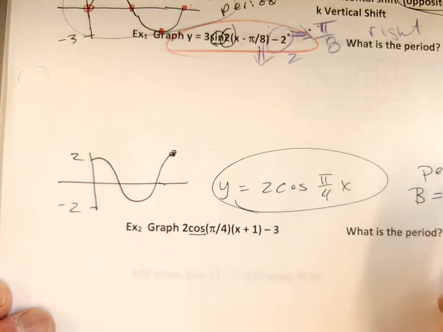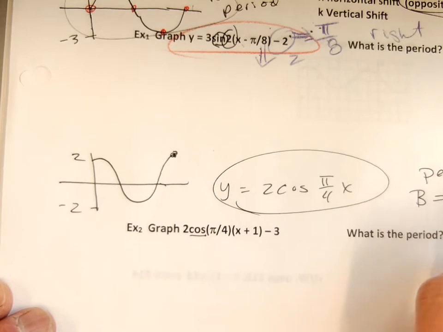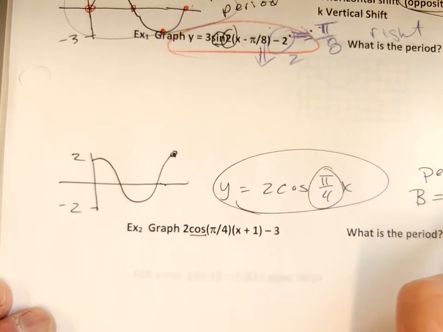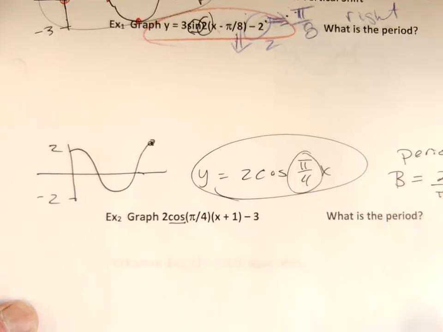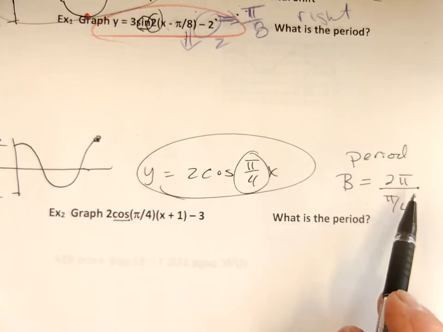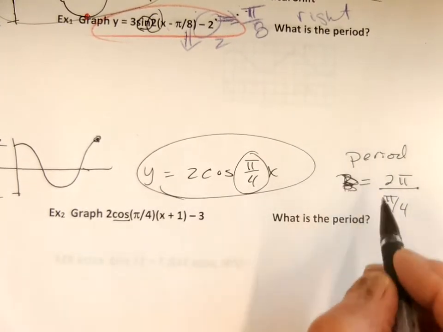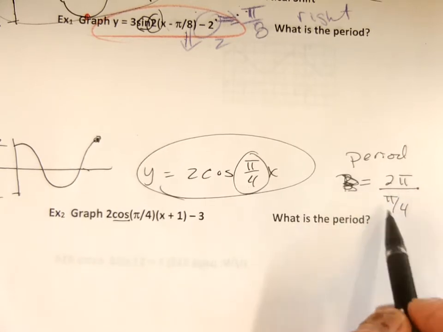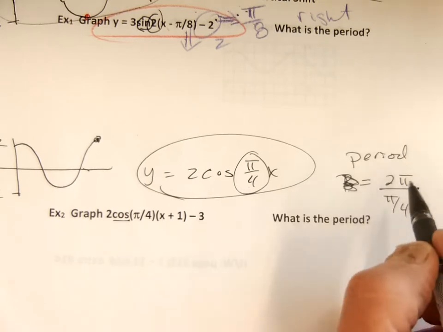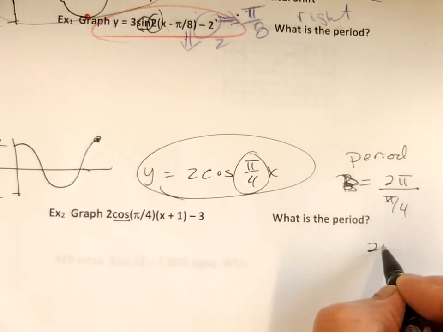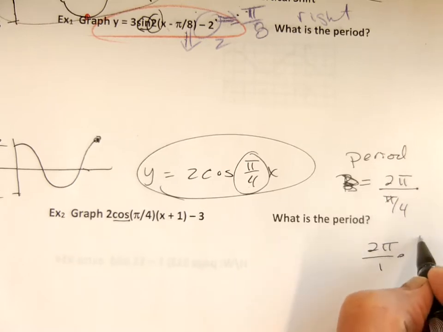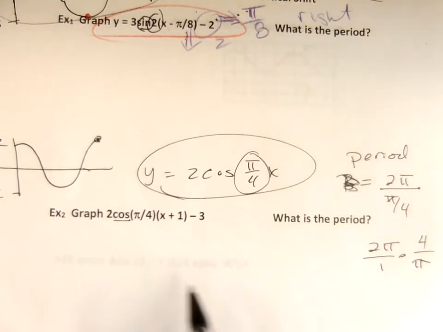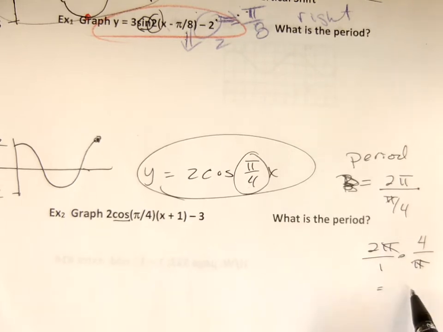I keep saying period, but I mean the frequency is, no, I know the frequency. The period is always 2 pi divided by this number. So to find the new period, I'm going to take 2 pi and divide it by pi fourths. When I do that, the pi's will cancel if I go 2 pi over 1 times 4 over pi. Invert and multiply when I divide. The new period's 8.